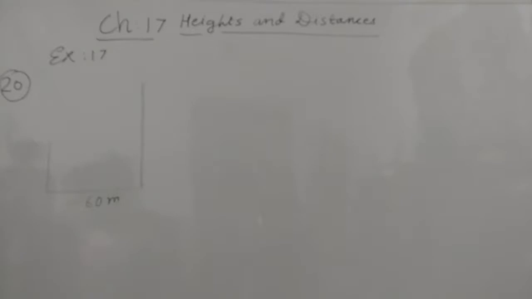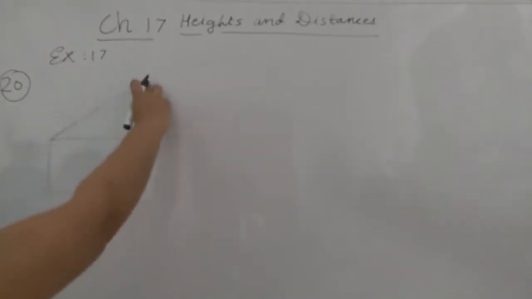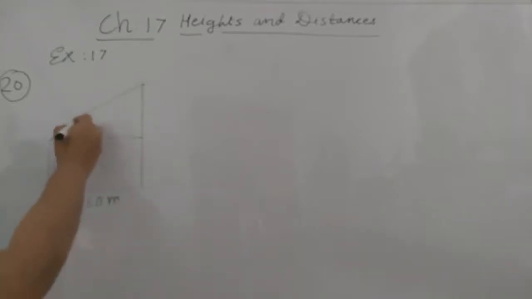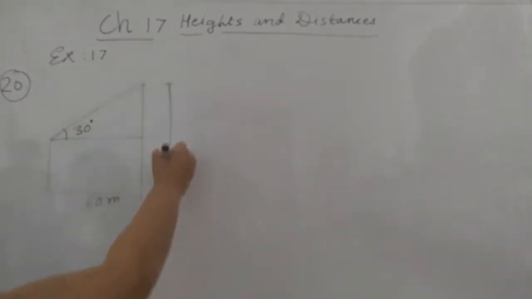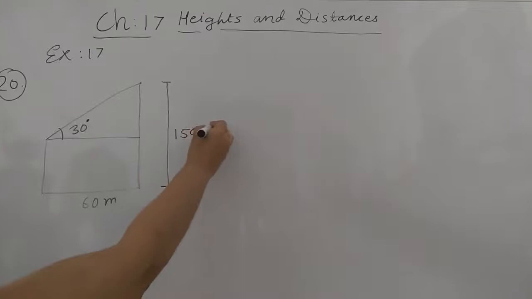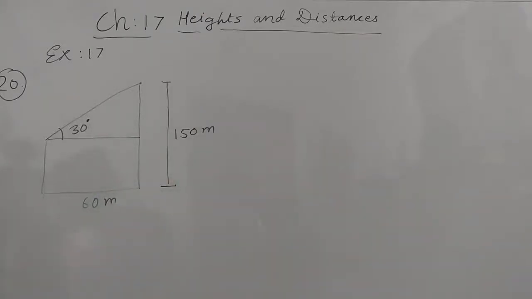Now from the top of this there is an angle, and that is 30 degree. So here we write 30 degree angle. And one more thing is given: that the height is 150 meter. So this total tower height is 150 meter. Then this distance is 60 meters, so this distance also becomes 60 meters.